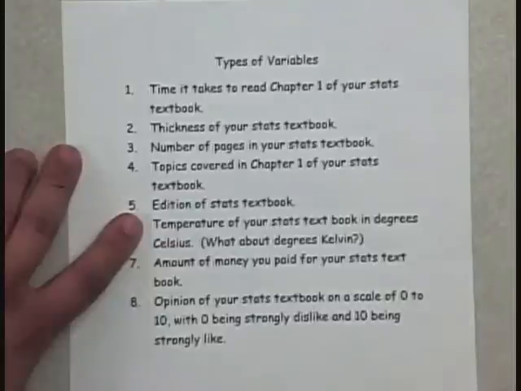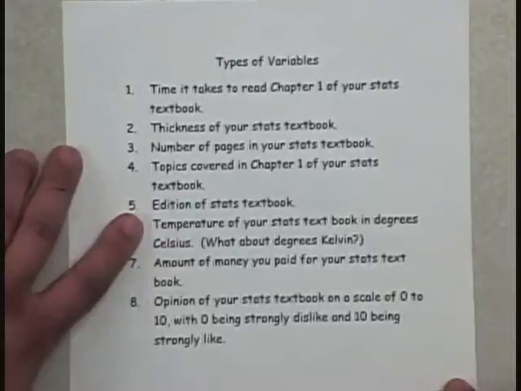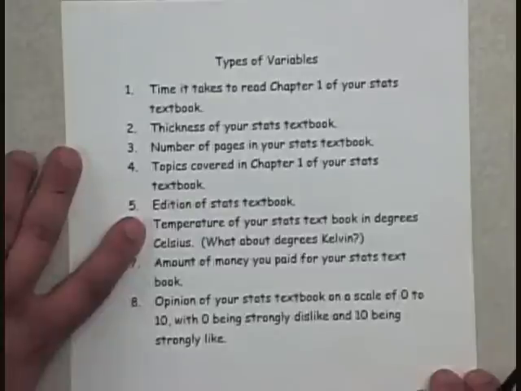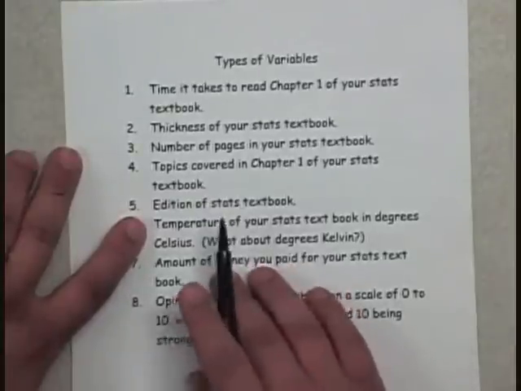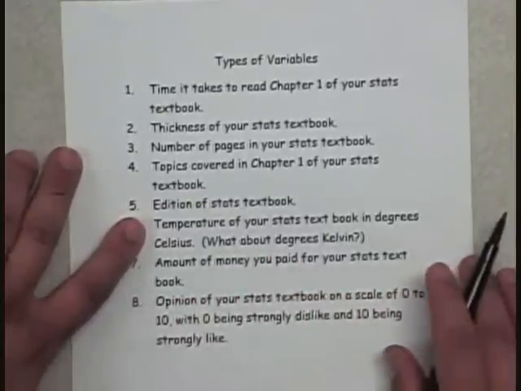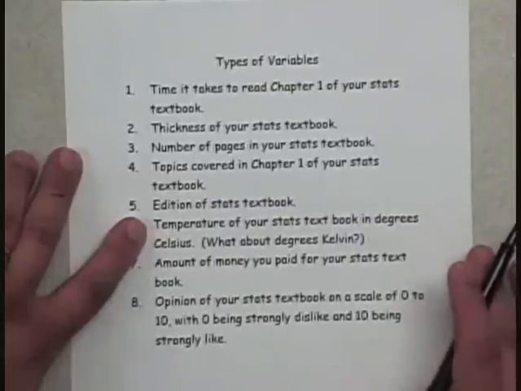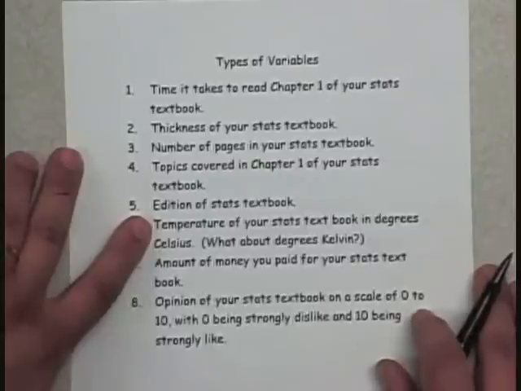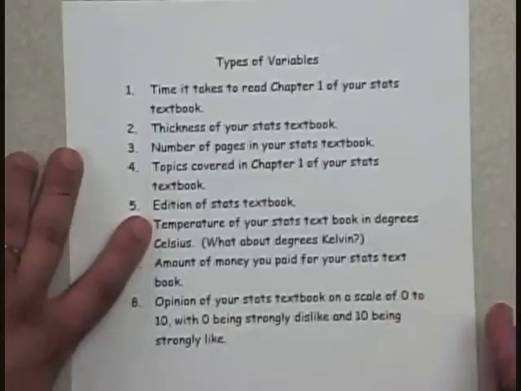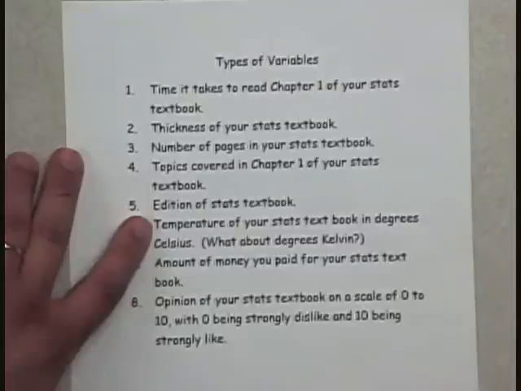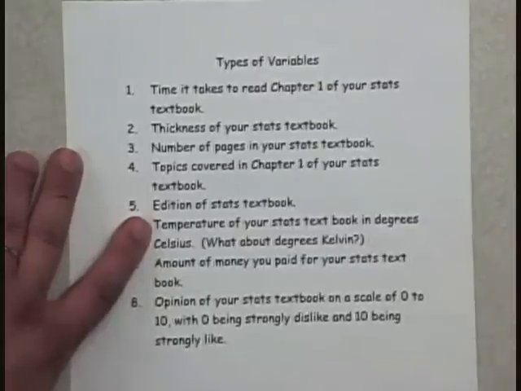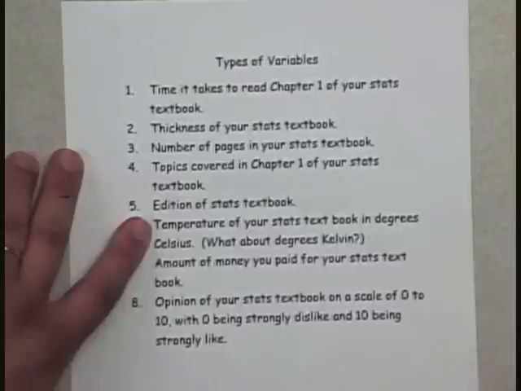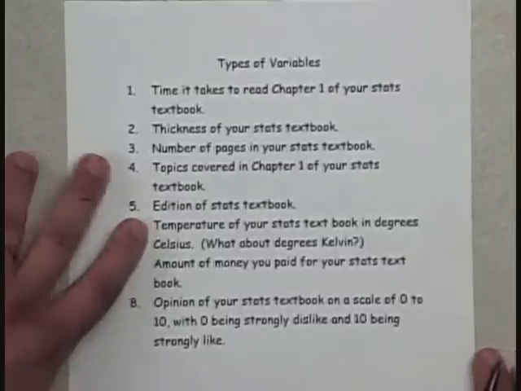The edition of your stats textbook, and I would say that this is ordinal. That's what I was thinking, because the first edition, second edition, third edition, I think at the point of this recording, it's on the 6th edition, and so they're editions that have an order to them. You have this natural ordering. But if I took the 6th edition, subtracted the 4th edition, I wouldn't get the 2nd edition. That makes no sense, okay? So there's no distance on the scale.